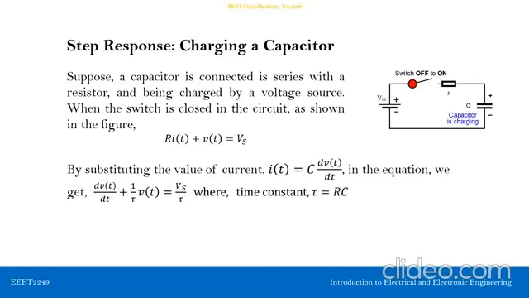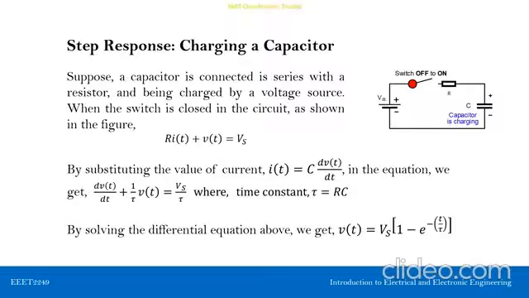By substituting the value of current iC = C dV/dt in this equation, we will get dV/dt + (1/tau)V(t) = Vs/tau, where time constant tau = RC. By solving the differential equation above, we will get V(t) = Vs(1 - e^(-t/tau)).